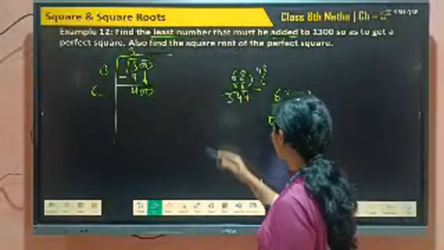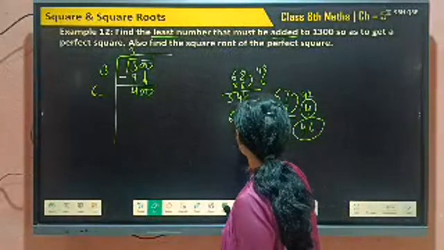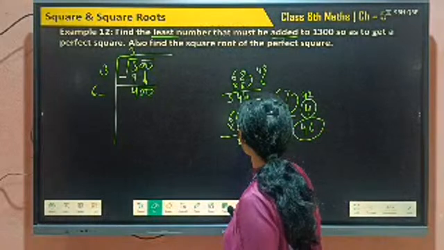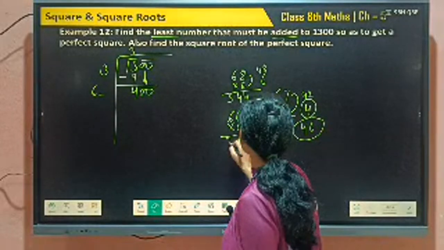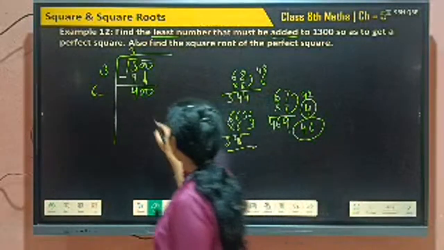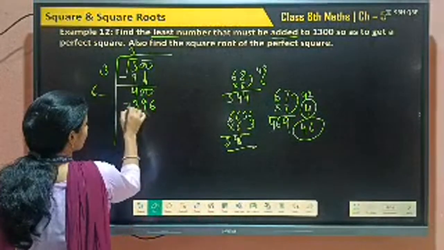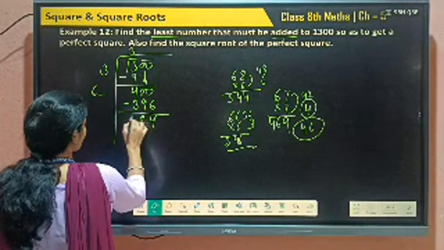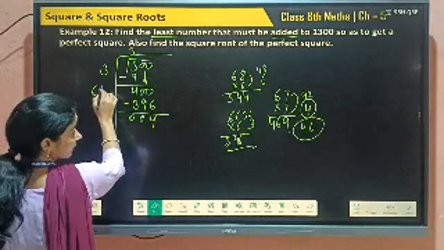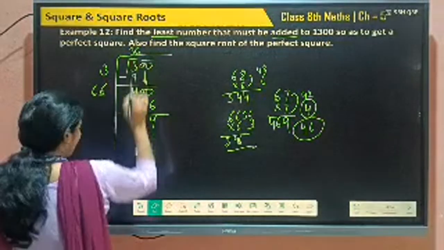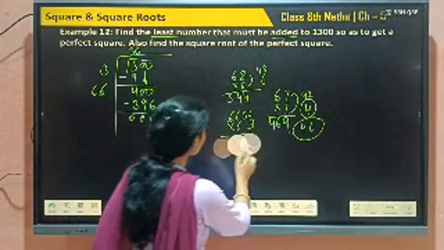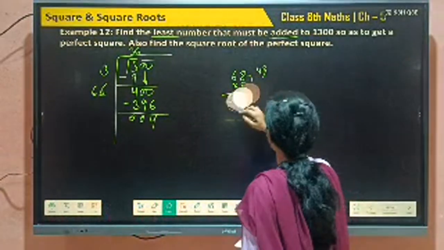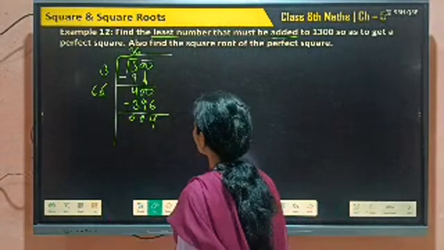469. This is also greater than 400. Then take 6. 6 6s are 36, 6 6s are 36. 396. What is the remainder? Remainder is 4 and 0 and 0. We got 6 here. Now see, what is the smallest number that must be added to this number? Let us see this question.